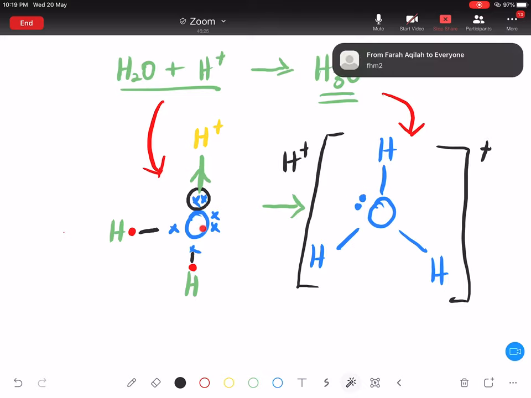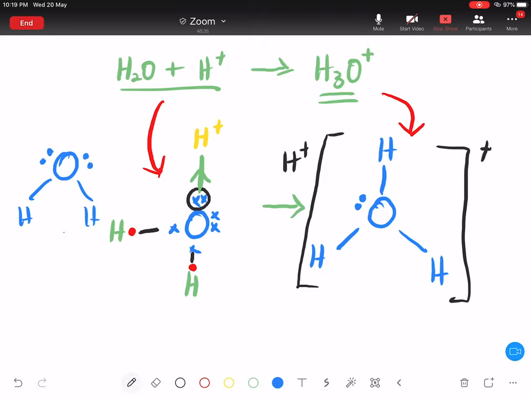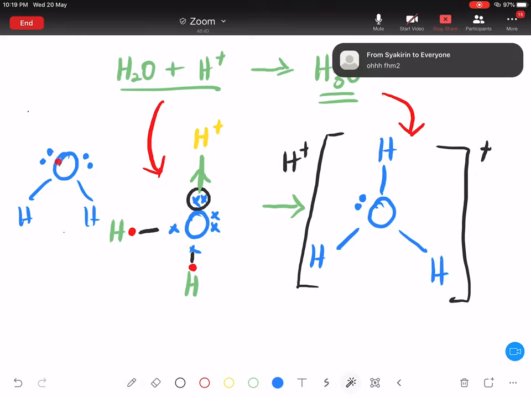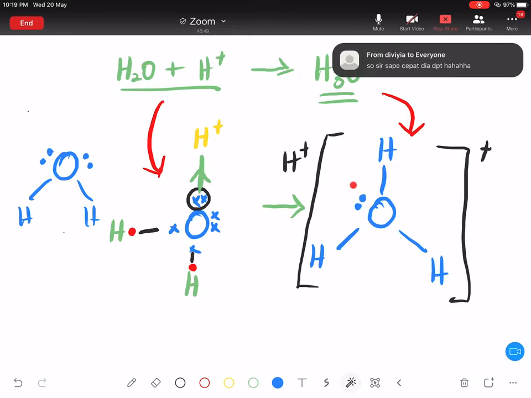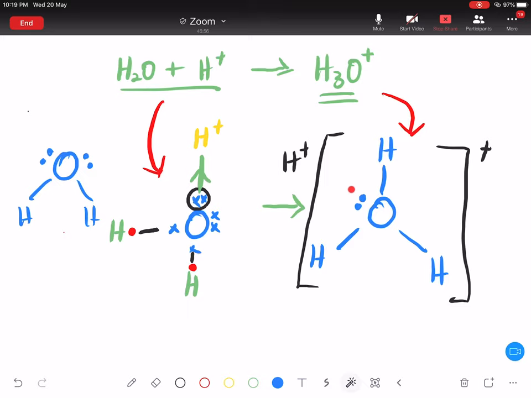Yang ni, bolehlah masuk. Tahu tak kenapa? Kau tengok betul-betul oksigen kau lukis macam mana? Macam ni kan? Dia ada tak banyak ruang yang terdedah? Banyak. Sebab itulah hydrogen ion boleh masuk dengan senang. Tapi bila dia dah buat macam ni, ruang dia dah semakin sempit. Bila semakin sempit, maka dia susahlah nak masuk untuk buat dative covalent bond. Please keep in mind.